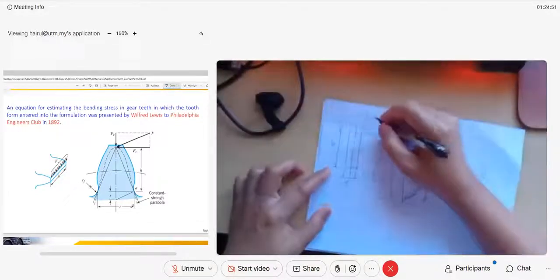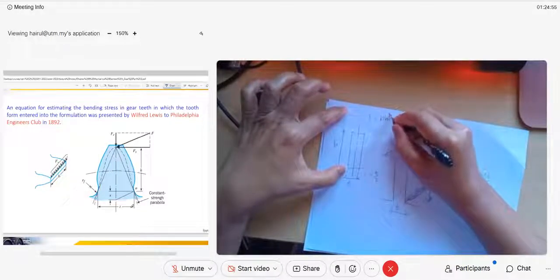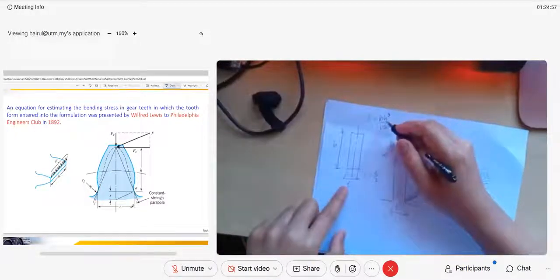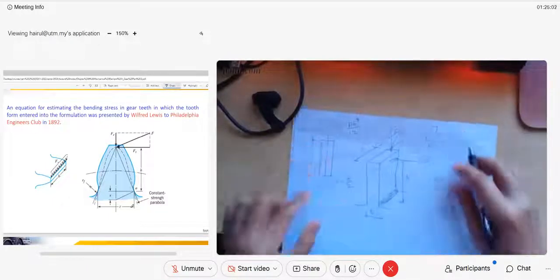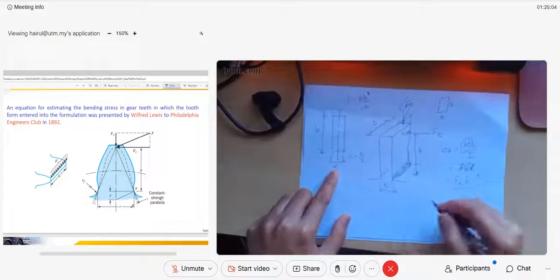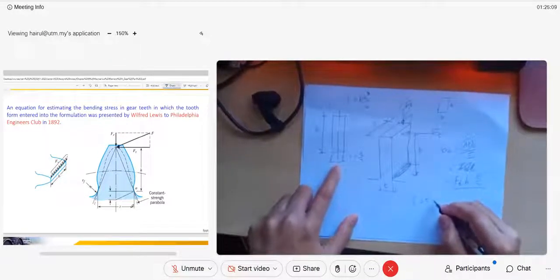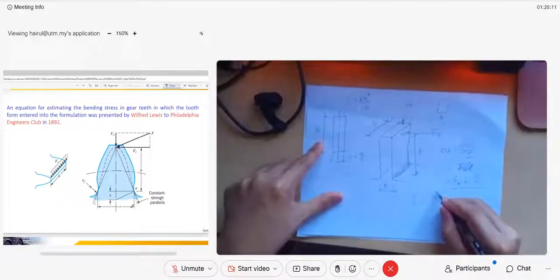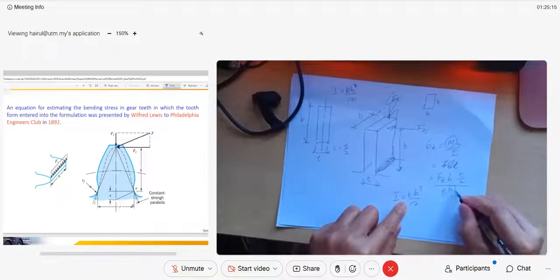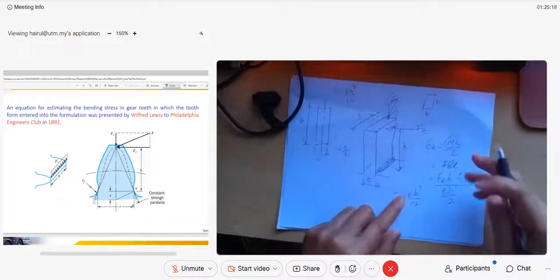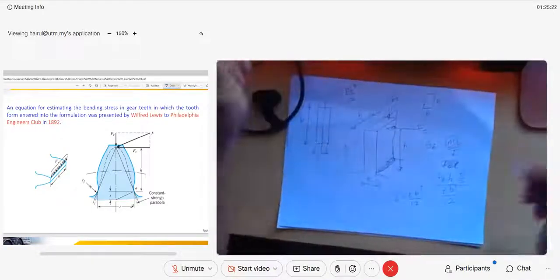We know the basic equation for the second moment of inertia of a rectangle is B H cubed over 12. Usually B is the base and H is the height, but here the base is T. So your I here is B T cubed over 12. That will be I, if you assume the tooth is like a rectangular cantilever beam.